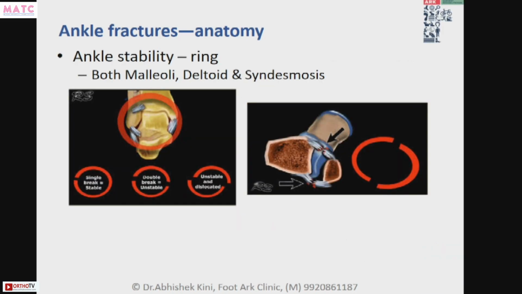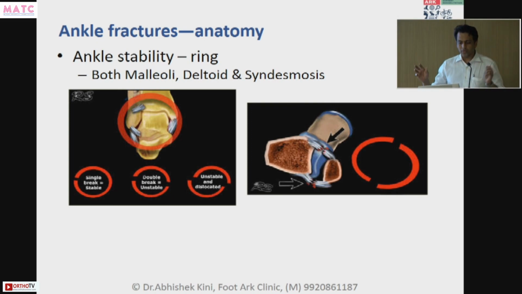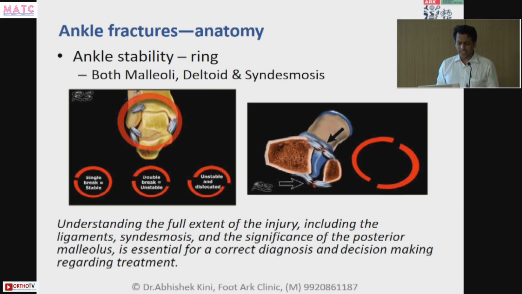Why is this important? Because now ankle stability is looked upon as a ring. It's not only the bones, but it's also a soft tissue complex which is comprised of the anterior inferior tibiofibular ligament, the posterior inferior tibiofibular ligament, which actually constitutes a ring. So if there is a single break in the ring, we consider it a stable fracture and we can deal with it minimally invasive or conservatively. But if there is any double break or if the ring is disrupted, it's an unstable ankle and it needs to be addressed to get a better outcome. So understanding the full extent of injury is very important to give our patients a better outcome.